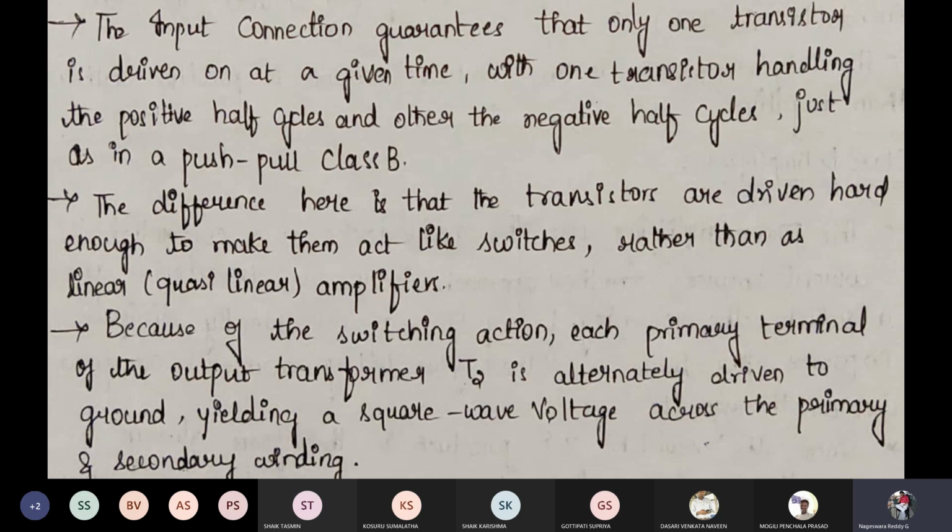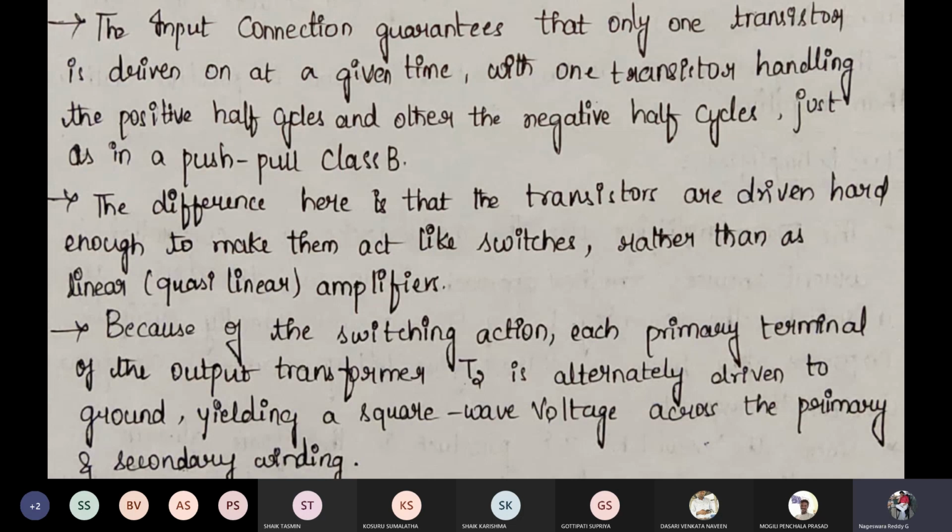There are two transistors, of which one handles the positive half cycle, and the second transistor handles the negative half cycle. The difference here is that the transistors are driven hard enough to make them act like switches rather than as linear amplifiers. So in the class D amplifier, the two transistors work as switches, not as linear amplifiers.